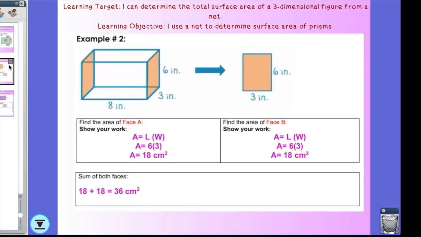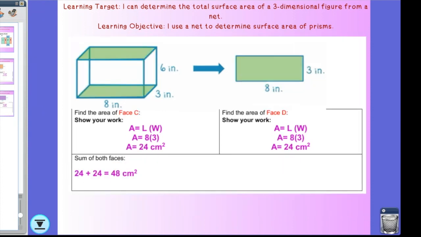Let's go on to example number 2. Here's your rectangular prism for example number 2. Your length is 8, your width is 3, and your height is 6. So they're finding the area of the two sides of the rectangular prism, which is 6 times 3 for face A and for face B. So it's 18 centimeters squared. When you add them both up, you're just going to get 36.